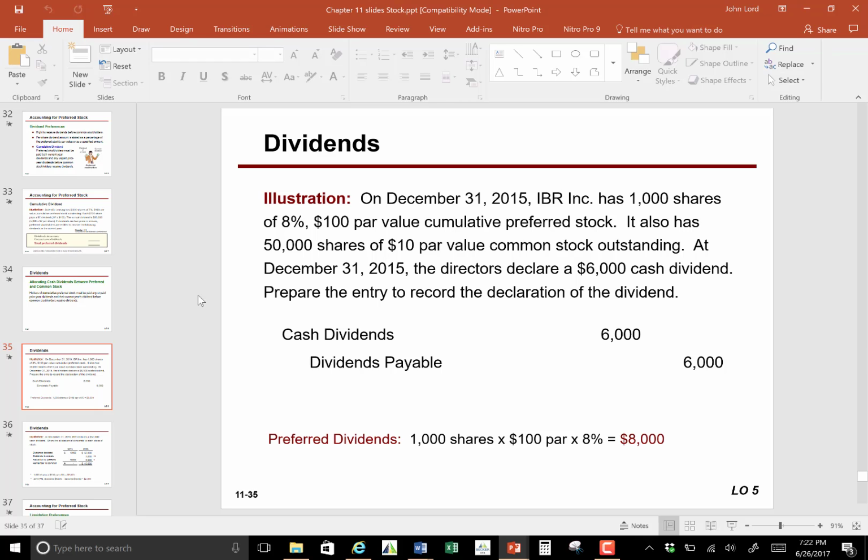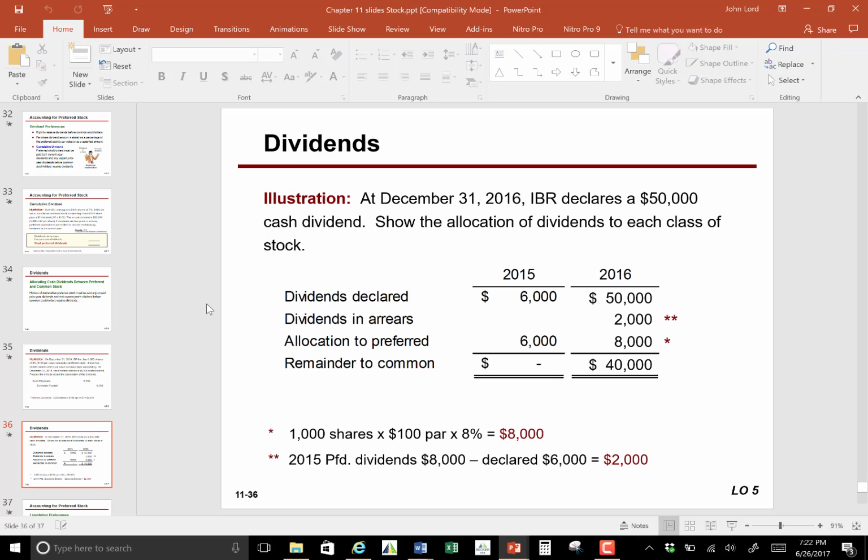Okay, this slide right here: on December 31st, 2015, 1,000 shares of 8%, $100 par value cumulative preferred stock. It also has 50,000 shares of par value common stock. And on December 31st, they declare a cash dividend of 6,000. But the total they were supposed to get per the formula is 8,000. So 2,000 was in arrears and went forward to the next year and had to be paid before they could pay the common shareholders. So even though they didn't declare it, it still accumulated. Cumulative dividends accumulate whether declared or not. That's the second thing.